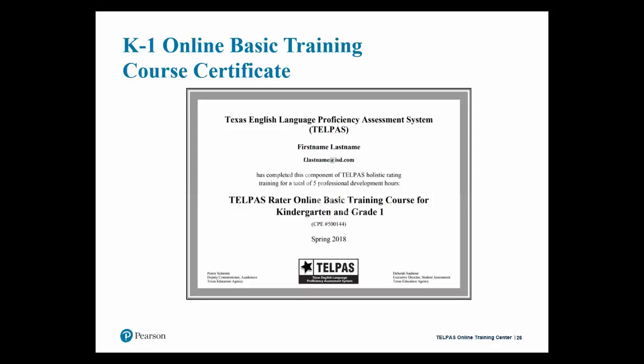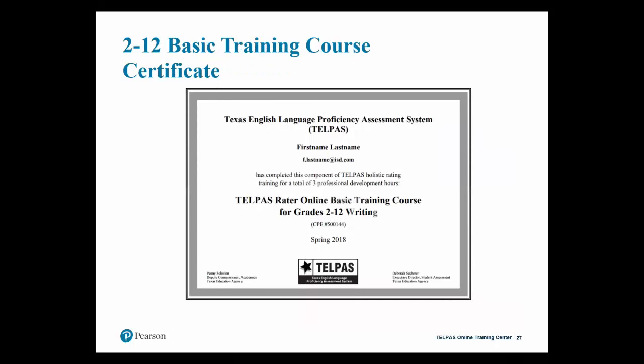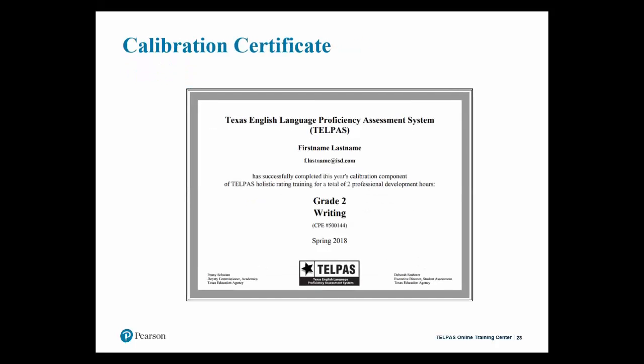So again, the certificate will contain the user's information, and it will also list a number of professional development hours earned. In this instance, they've earned 5 professional development hours for completing the online basic training course for kindergarten and grade 1. Here's an example of the 2 through 12 basic training course certificate, and an example of the calibration certificate.